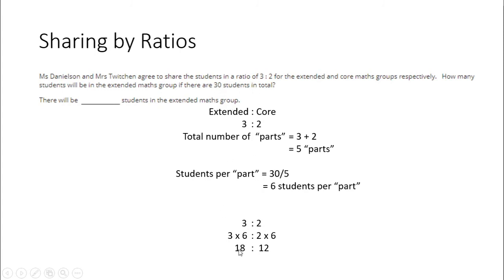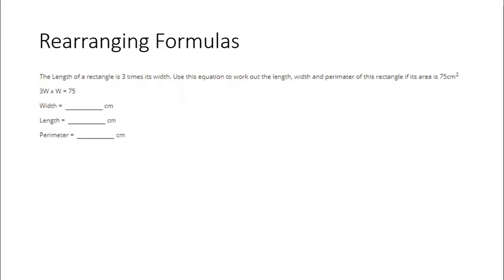So 18 students are in Ms. Danielson's extended class and 12 students are in Ms. Twitchen's core class. Always reread the question when you're finished because this is not our answer. The question was, how many students will be in the extended math group? So again, look here, which one's the extended one? Good thing I wrote up above what each side represents. The extended is on the left-hand side, so it's 18 students. 18 students in the extended math group.